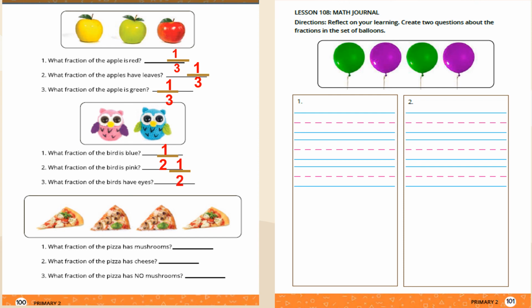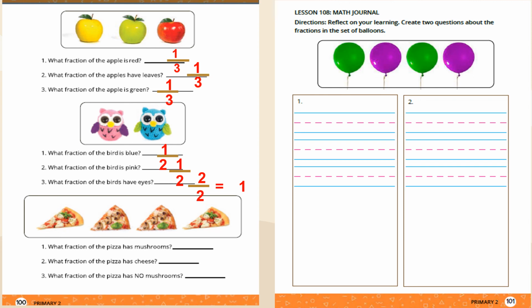Okay, what fraction of the birds have eyes? Both have eyes, so it will be 2 over 2. When I say 2 over 2, it means 1 whole, it means 1. Okay? The last one will be homework. Let's go to the next page.